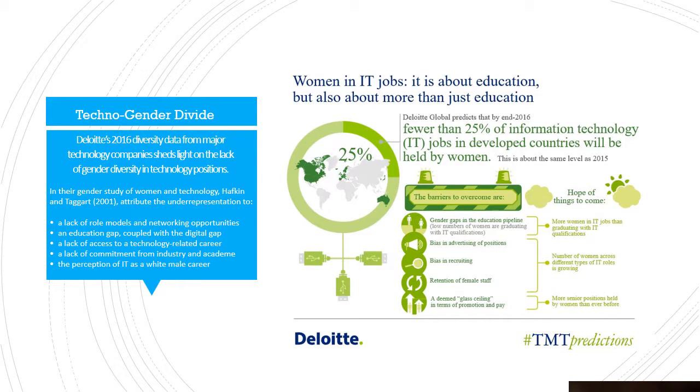Deloitte's 2016 diversity data from major technology companies sheds light on the lack of gender diversity in technology positions. As you can see, it was predicted that less than 25% of IT jobs in developed countries would be held by women. In their gender study of women in technology, Hafkin and Taggart found that in the US, women with undergraduate degrees in computer science and engineering are underrepresented in IT careers compared to their representation in the population.